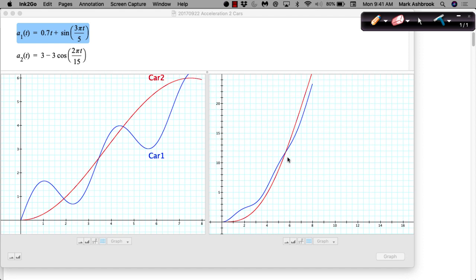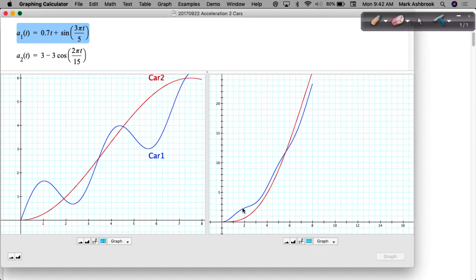We found the functions for the speed, and we graphed those functions to figure out exactly when. Somewhere right around here, right around 5.6. So our prediction was pretty good. The speed of car 2 reached that of car 1 right around 5.6. And so how did we graph these functions? Let's just review that.